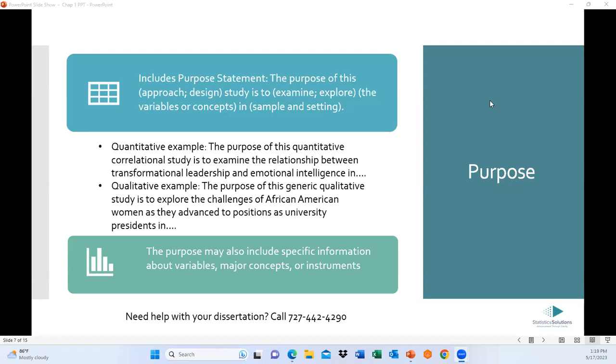In this case, the purpose of this quantitative correlational study is to examine the relationship between transformational leadership and emotional intelligence. Those are your variables, and then whatever sample, middle managers in businesses in the Northeast. Okay, your sample and your setting, and that's it. That's the construction of the purpose statement. It's usually pretty pat that way. We have a qualitative example. It really follows the same pattern. I use the verb explore instead of examine.